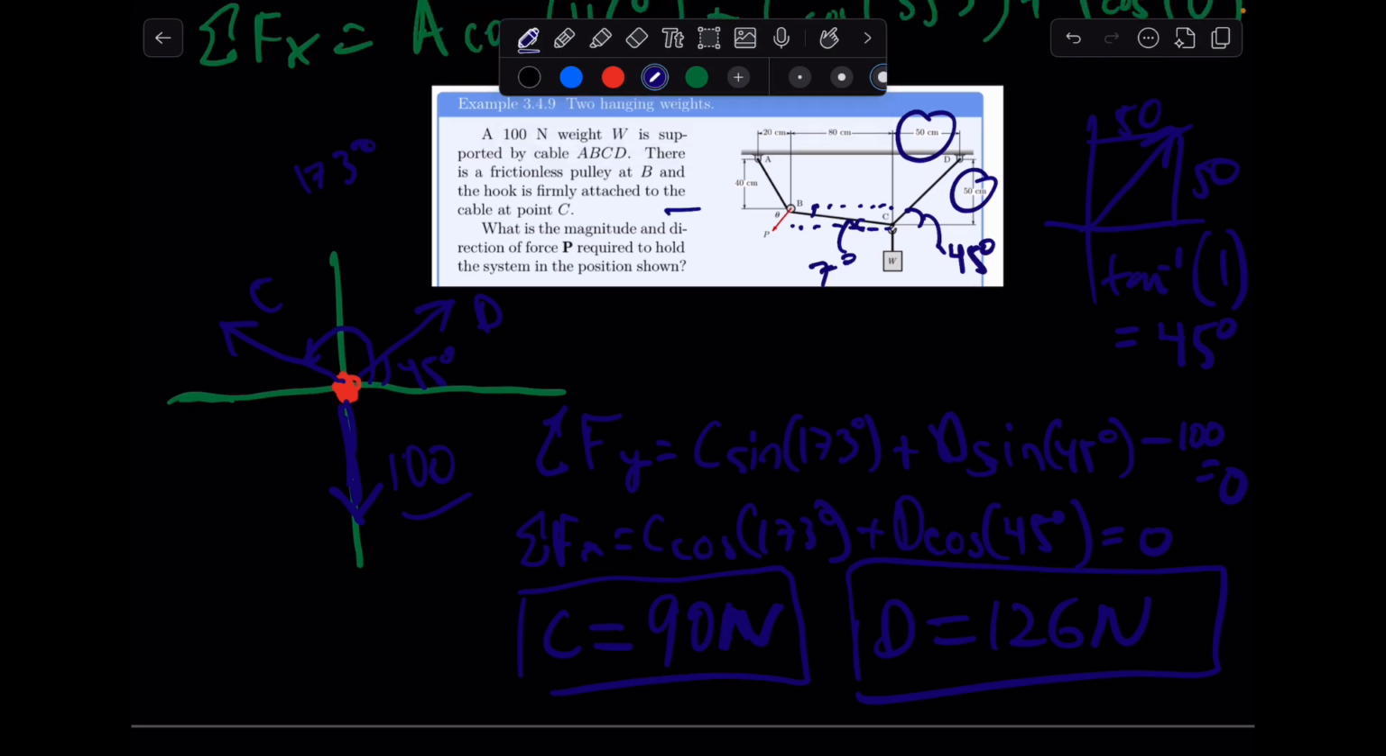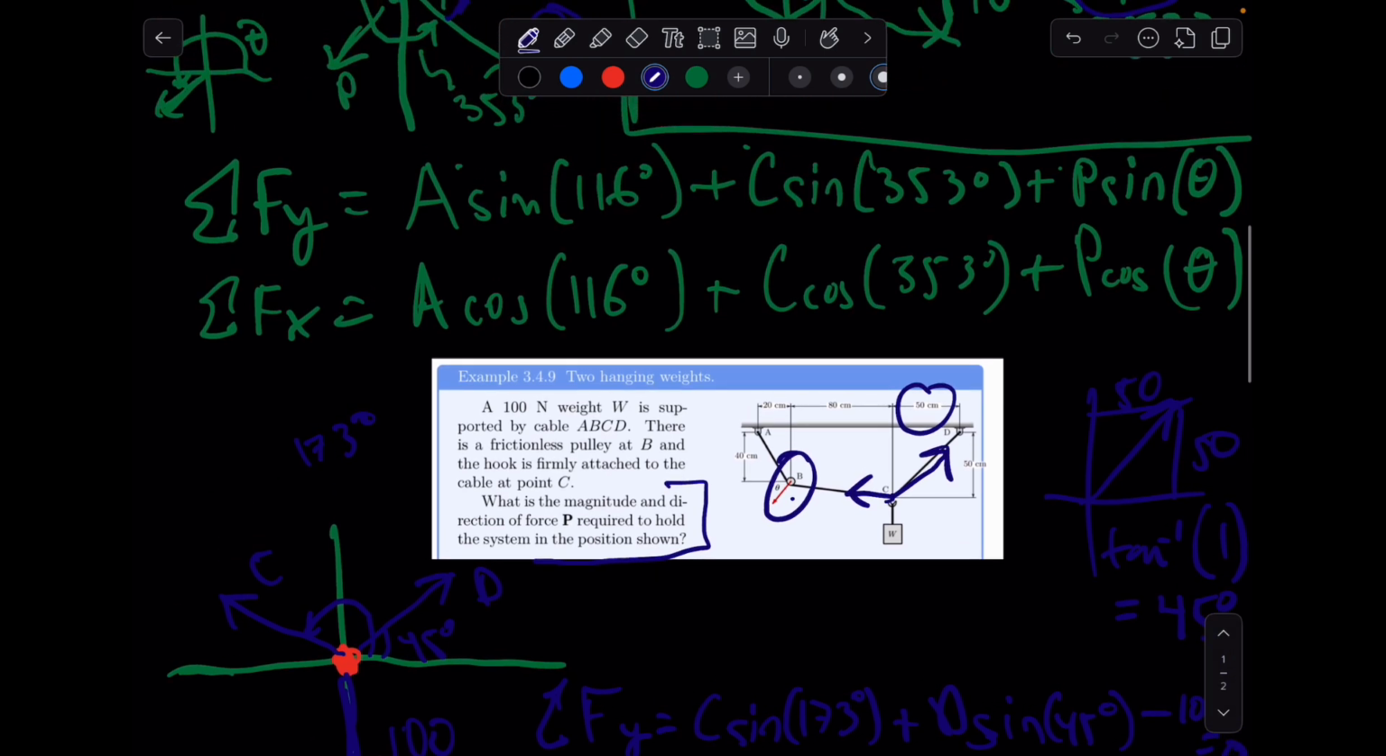Okay, what is the magnitude and direction of P? So what we're trying to do here is find the magnitude and direction of P. We haven't found that. So far, we found the magnitude of D, which is this one right here, and C, which is this one. Now we can go back to our system of equations that we got from part B in the first part of our problem, and we can try solving for that. Okay, let's go ahead and copy this.